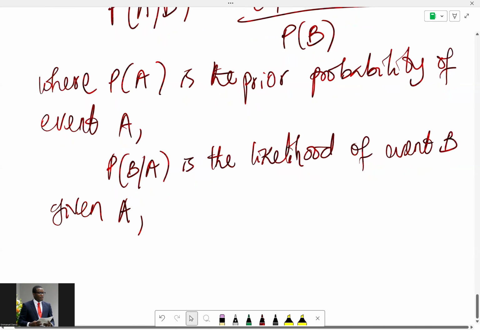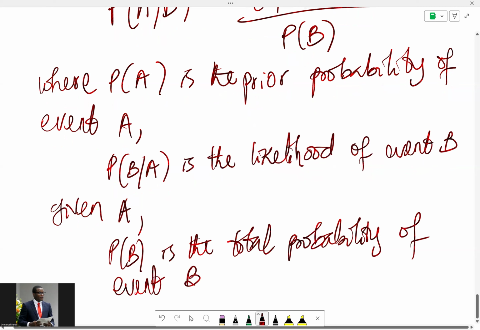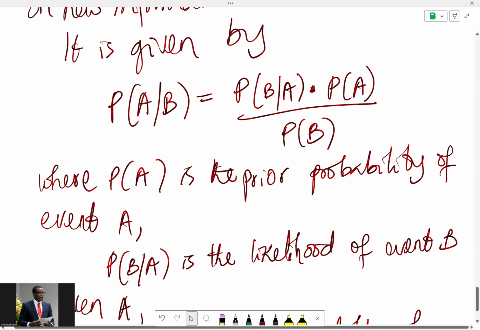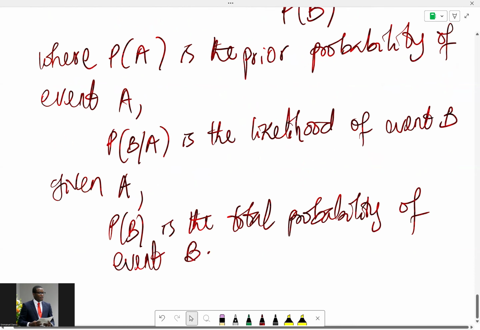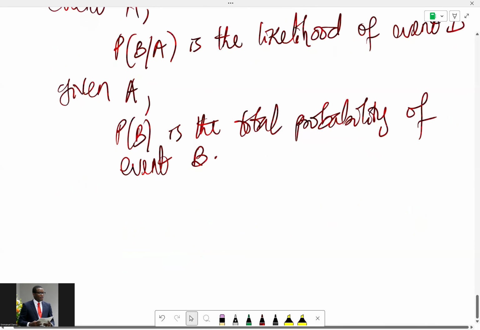And finally, P of B is the total probability of event B. We just talked about the idea of total probability. So we have all of that coming together. You have a prior, which is A, the likelihood, which is B given A, and then you have the total probability of B itself. So let's look at an example for that.